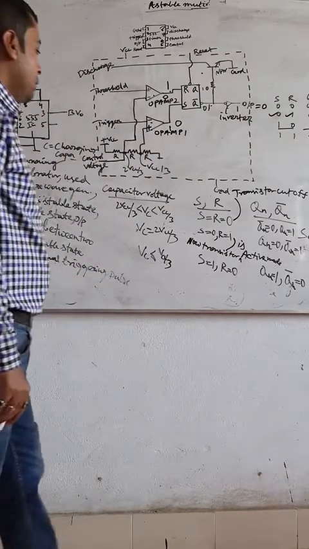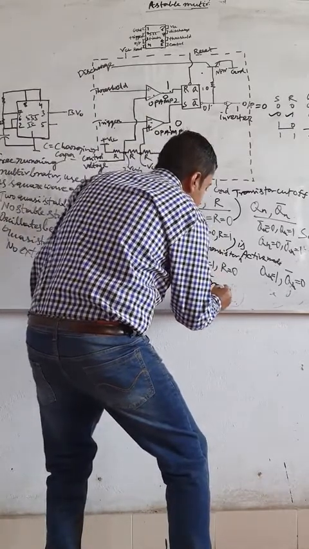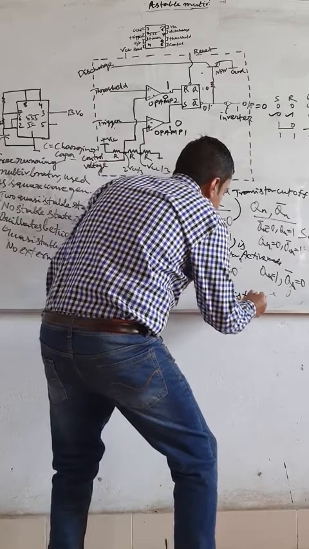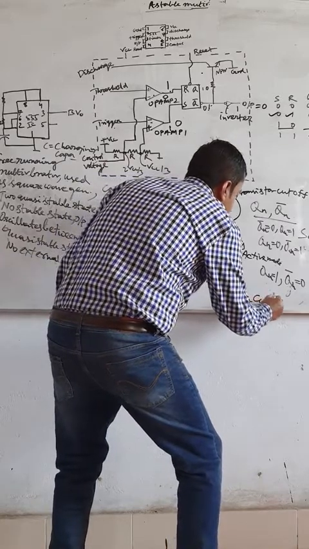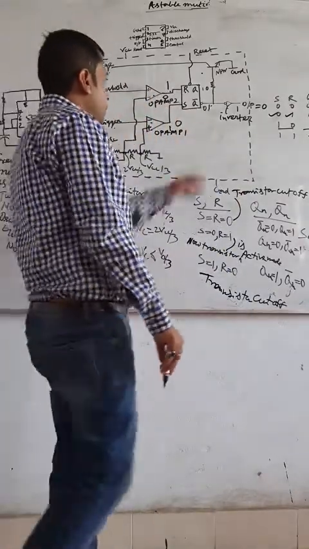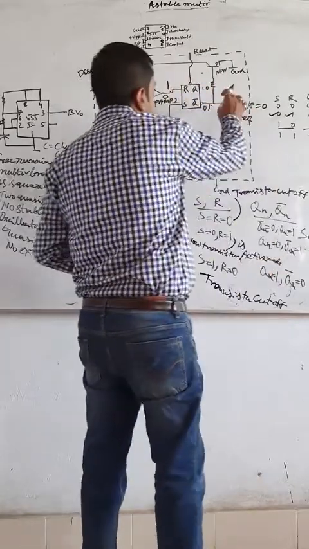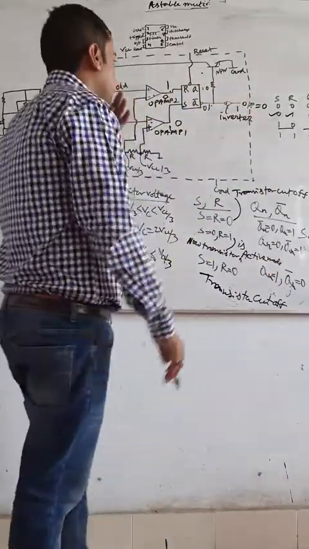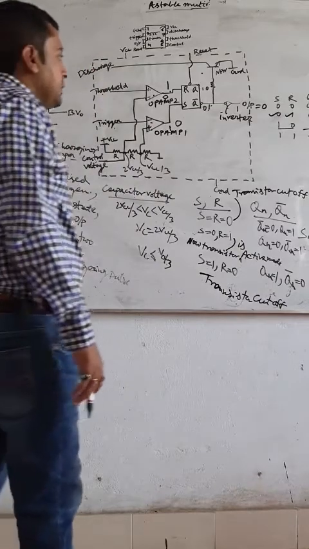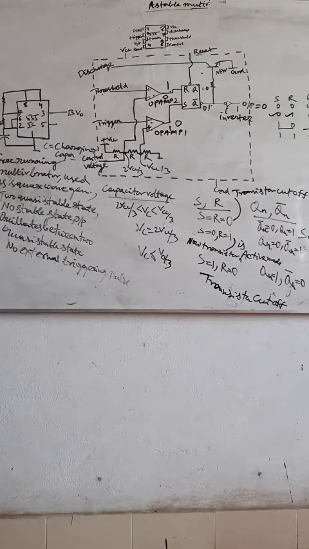If Qn bar is 0, again the transistor will be in cutoff, and the output will be logic high, because Qn bar is 0 and there is an inverter. So now the capacitor will be fully discharged and the next cycle begins.